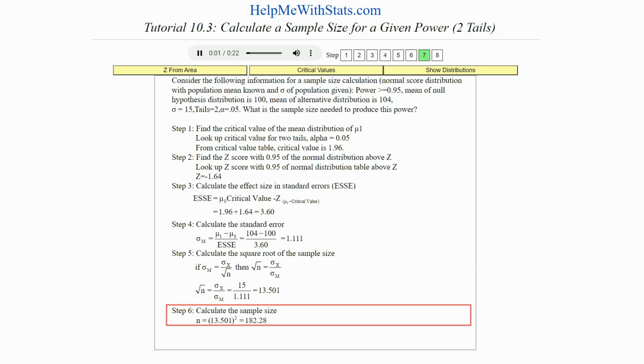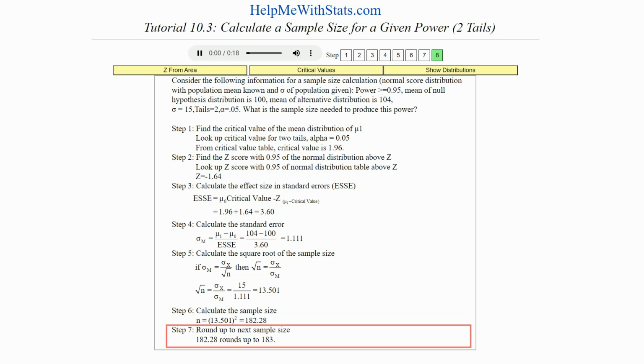It's easy to find the sample size if we know the square root of the sample size. We just square both sides of the equation. N is therefore equal to the square of 13.501, which works out to 182.28. We've rounded this to 2 decimals, because we are going to round up in the final step anyway.